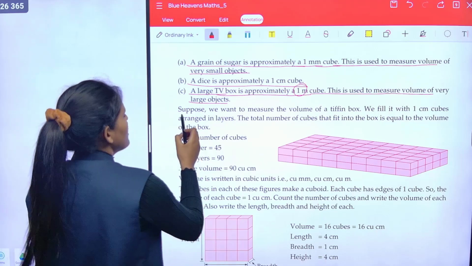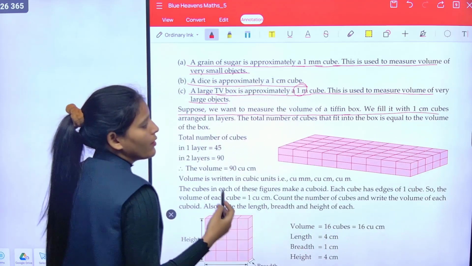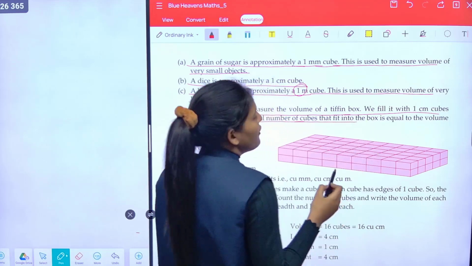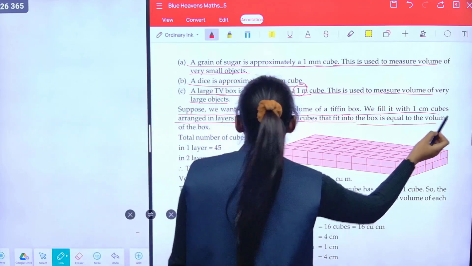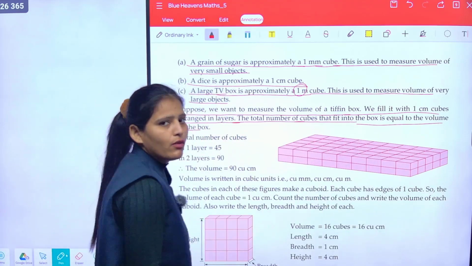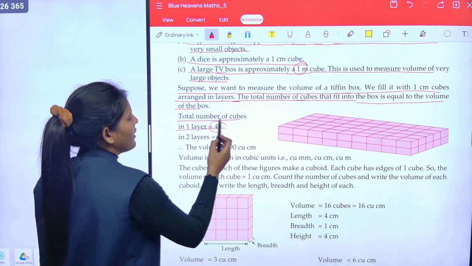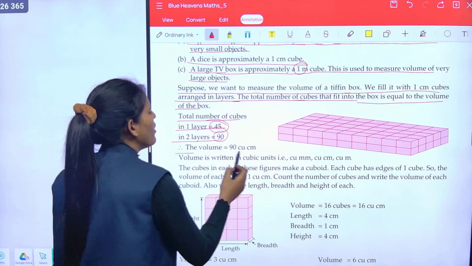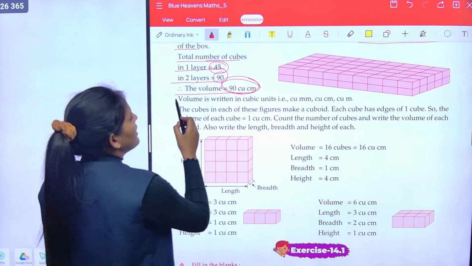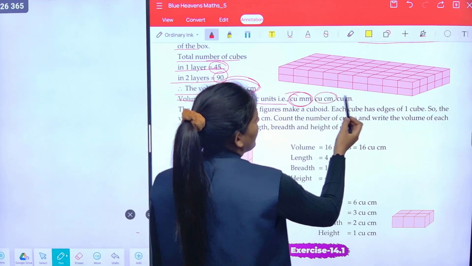Okay. Suppose we want to measure the volume of a tiffin box. We fill it with 1 centimeter cubes, arranged in layers. The total number of cubes that fit into the box is equal to the volume of the box. जितने क्यूब्स उसमें फिट हो जाएंगे तो क्या होंगे? वो उसके इक्वल होंगे, उसके वॉल्यूम के. The total number of cubes in one layer is 45, in two layers 90, so the volume is 90 cubic centimeters. Okay, volume is written in cubic units, that is cubic millimeter, cubic centimeter, and cubic meter.